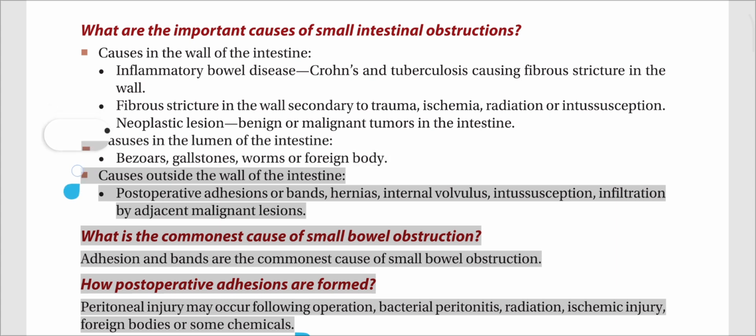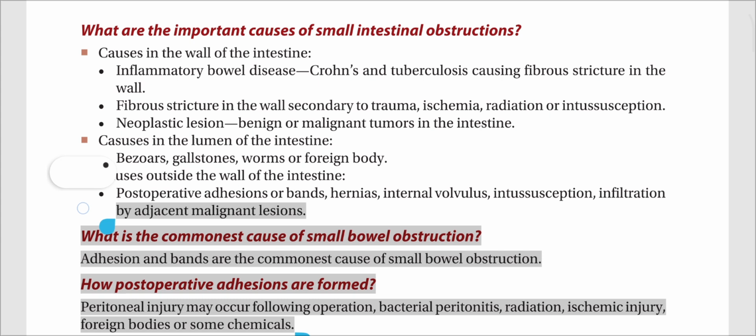Causes outside the wall of the intestine: postoperative adhesions or bands, hernias, internal volvulus, intussusception, infiltration by adjacent malignant lesions. What is the commonest cause of small bowel obstruction? Adhesions and bands are the commonest cause of small bowel obstruction.